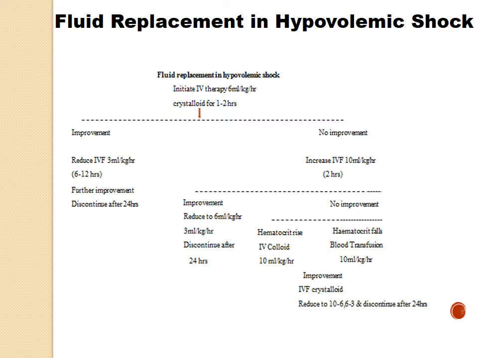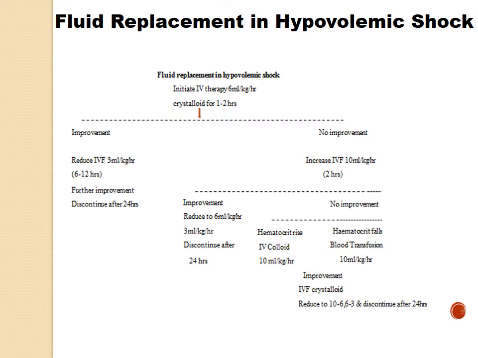If improvement is there, then reduce the intravenous fluid to 3 ml per kg per hour for 6 to 12 hours. Further improvement is there, then discontinue after 24 hours. But in case there is no improvement, then we should increase the intravenous fluid to 10 ml per kg per hour for 2 hours. Then in this case also there are two chances.